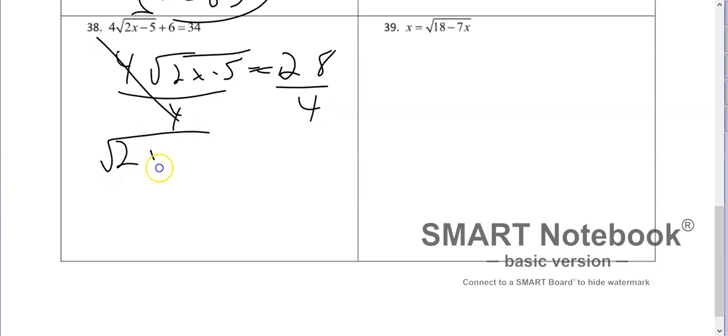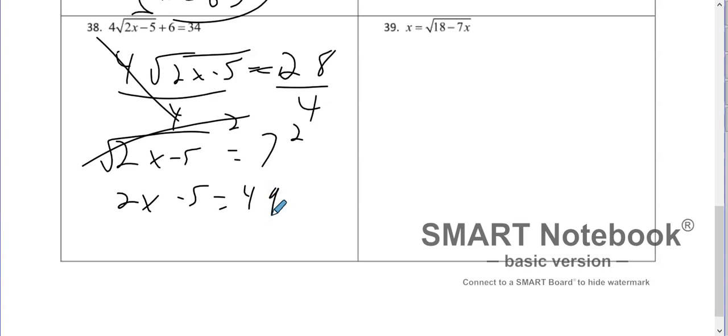So I get the square root of 2x minus 5 equals 7. Now I'm just like the previous problem. Square, square. 2x minus 5 equals 49. Add 5. Then divide by 2, I get 27.